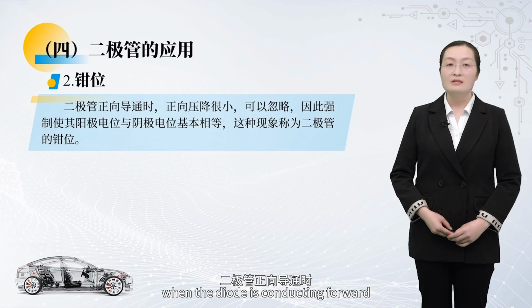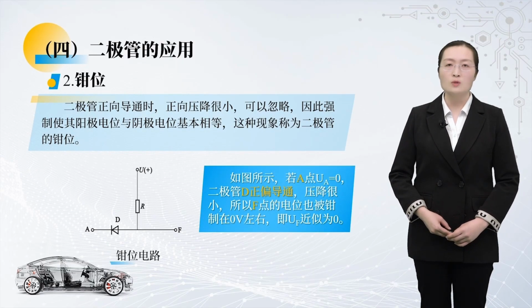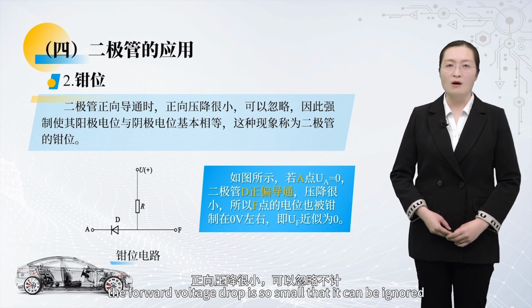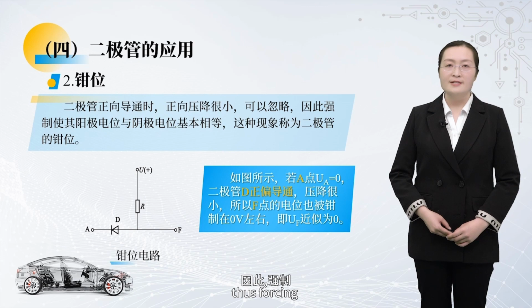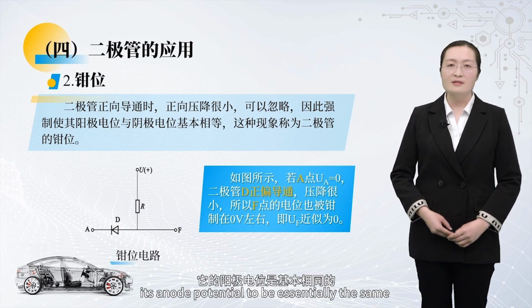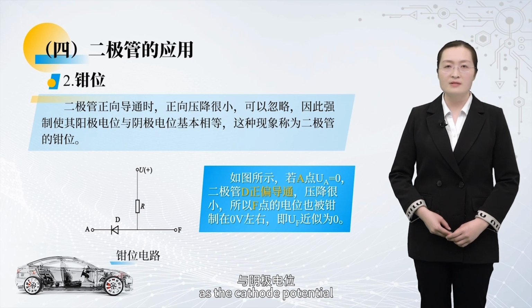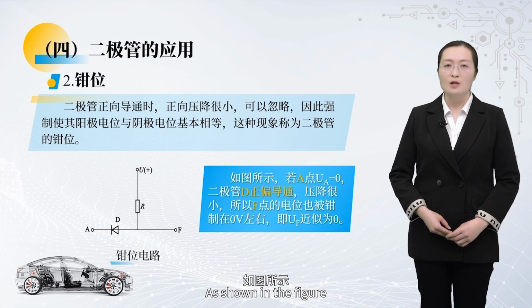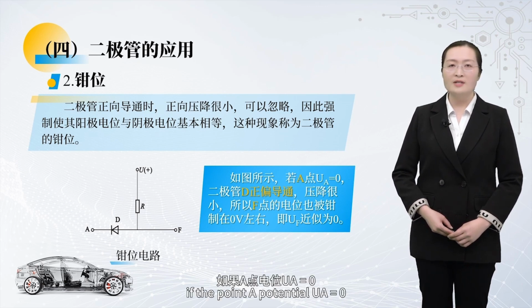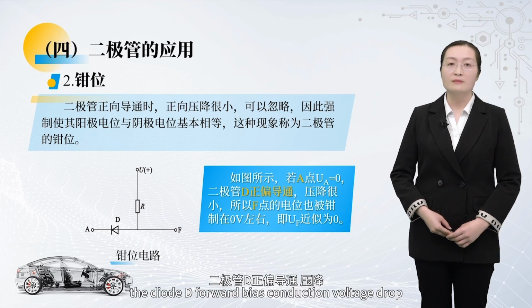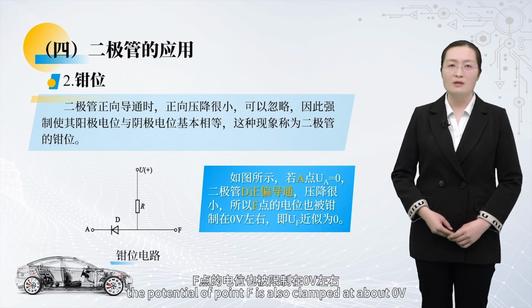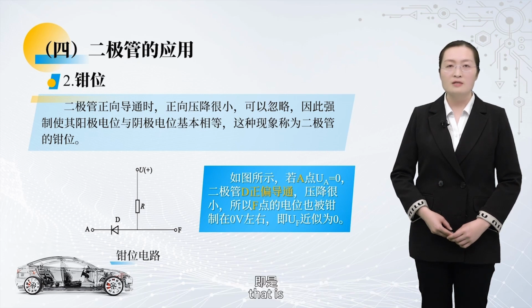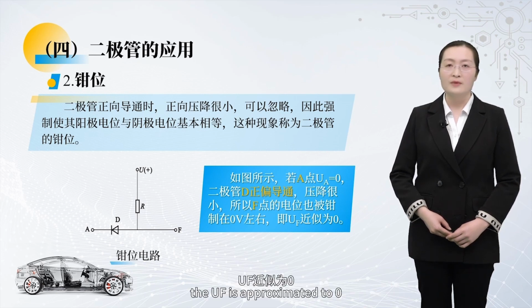Clamping, that is, when the diode is conducting forward, the forward voltage drop is so small that it can be ignored, thus forcing its anode potential to be essentially the same as the cathode potential, a phenomenon known as the clamping of the diode. As shown in the figure, if point A potential UA equals 0, the diode D forward bias conduction voltage drop is very small. So, the potential of point F is also clamped at about 0V. That is, UF is approximately 0.